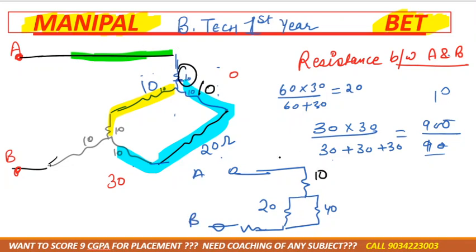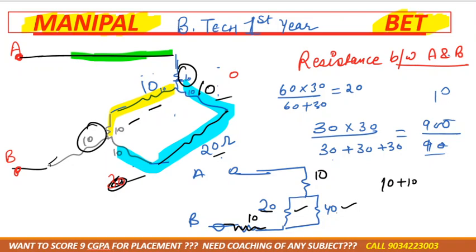This 10 as it is, 10 and 10 will become 20, 10, 20, 10 will become 40, and this 10 is here. Now it is a simplified circuit. 20 is connected in parallel with 40, and 10 plus 10 plus 20 parallel 40. So this would be your final answer for RAB. Correct? Okay. Understood?